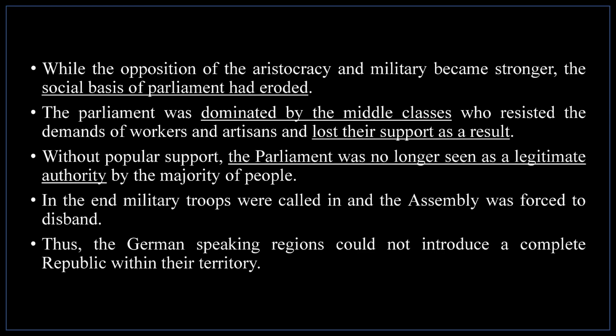While the opposition of the aristocracy and military became stronger, the social basis for this new parliament had completely eroded. The parliament was dominated by the middle classes and they resisted the demands of workers and artisans, and they lost their support as a result. Without the popular support of the workers and artisans who made up the majority of the population, the parliament was no longer seen as a legitimate authority by the majority of people. In the end, the military troops were called in and the assembly was forced to disband. Thus, the German-speaking regions could not introduce a complete republic within their territory. Germany was incapable of completely removing the monarchy from its territory, and we'll be studying more about German unification in the next chapter.